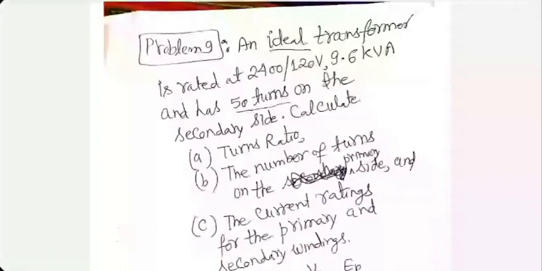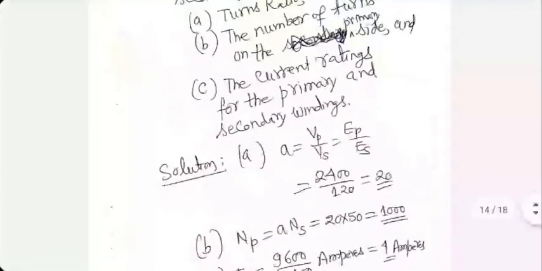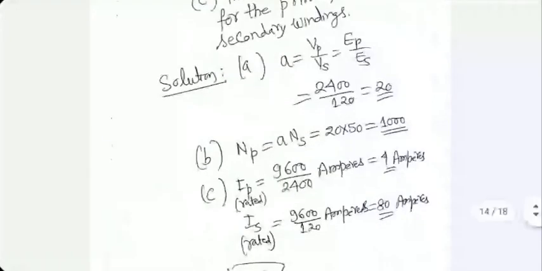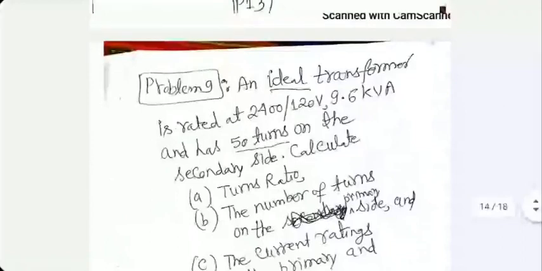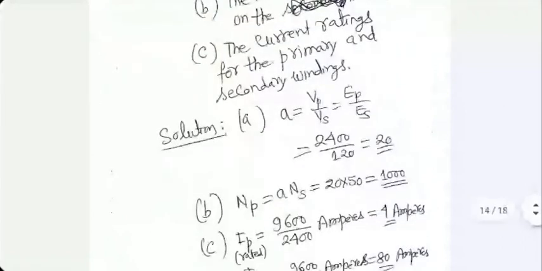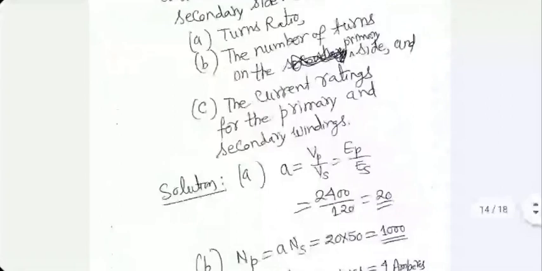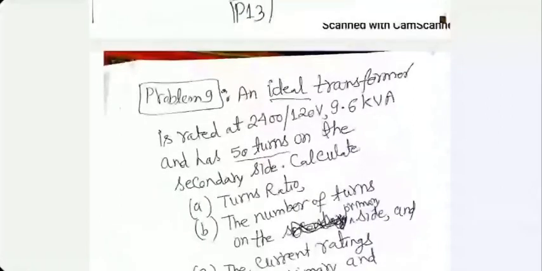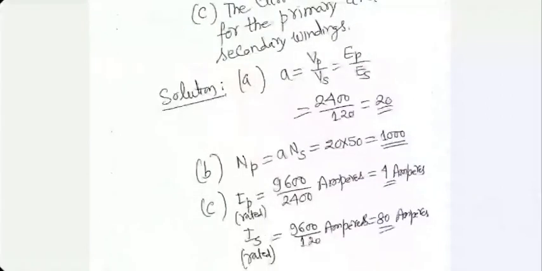The current ratings for the primary and secondary windings. I hope by now you are conversant with all this. Simply divide the kVA value by rated primary and secondary voltages. A is 20, NP is 1000, IP will be 9600 divided by 2400, which is around 4 amperes. IS will be 9600 divided by 120, which is about 80 amperes. Simple answer.